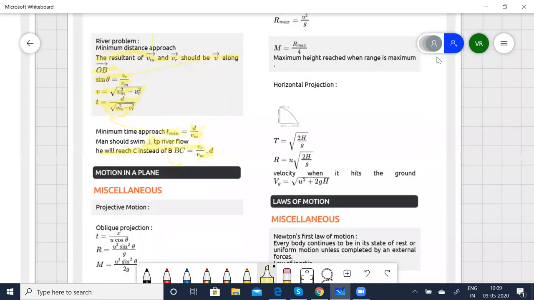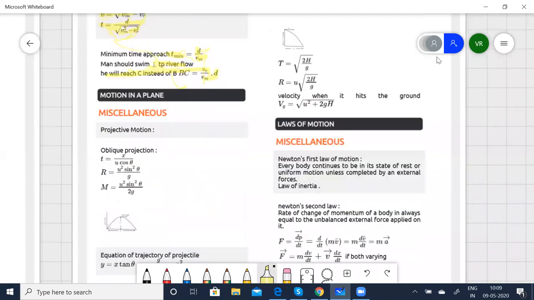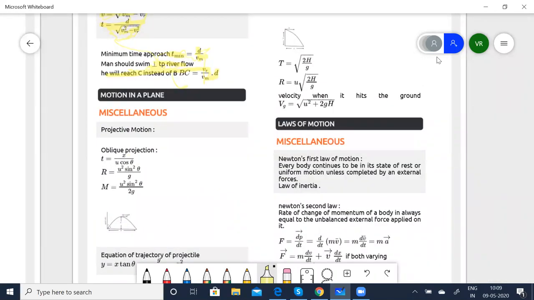motion in a plane. As I told you, for motion in a plane, questions expected can be 1 to 2. Again, the weightage percentile for this particular chapter is 1.5. So be prepared, even though you might think only 1 or 2 problems, it has weightage. Definitely one problem will come from motion in a plane. So you have to be prepared for this.